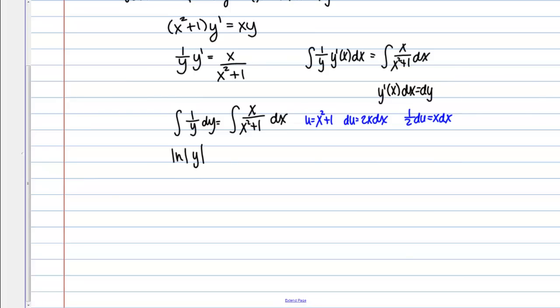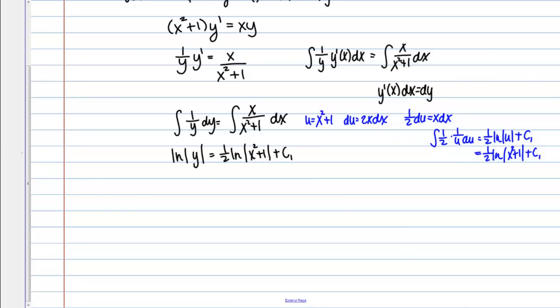So then this integral becomes the integral of 1/2 times 1 over u du. It's going to give me 1/2 natural log of the absolute value of u plus some constant of integration. And if I substitute my original expression back in, 1/2 natural log of the absolute value of x squared plus 1 plus my constant of integration. Okay, so then what I have is the natural log of the absolute value of y equals, sorry, there should be a 1/2 there, equals 1/2 natural log of the absolute value of x squared plus 1 plus my constant of integration.